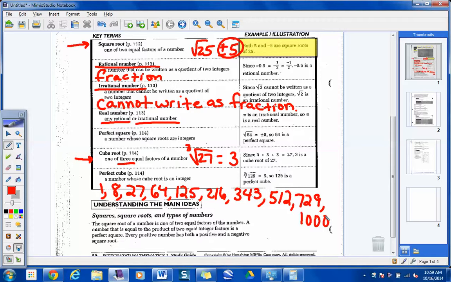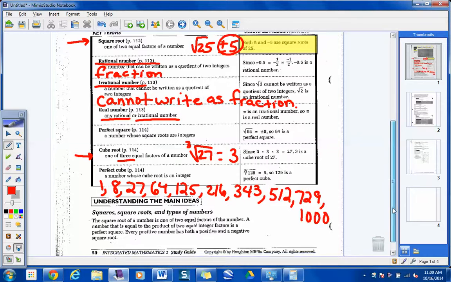Let me know that you've got that list down for some of the perfect cubes. 11 times 11 times 11, 1,331. That's the next perfect cube. 1,331. Yep. 11, 11, 11. All right. You guys have that down?